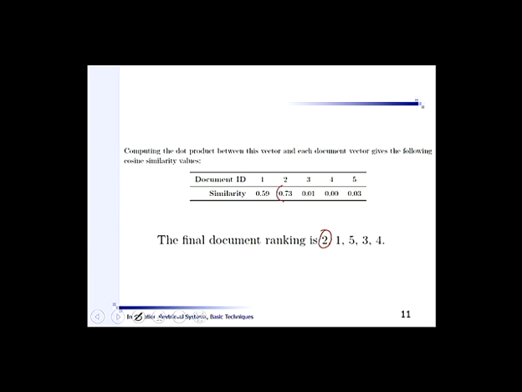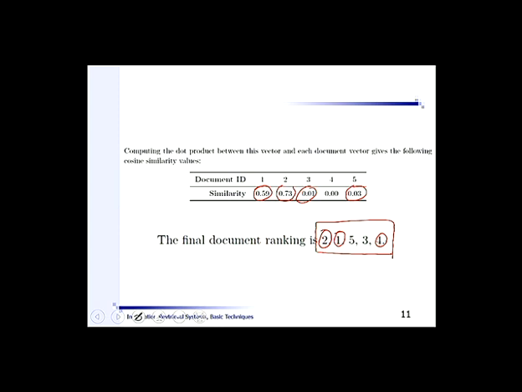Because the value of 2 is the highest among all the documents. What is the number 2? The second most relevant document is document 1, because this value is less than 0.73. Similarly, document 5 is lesser, then document 3, and document 4 is completely irrelevant. It is the least relevant to the query. So this is the rank of the documents with the given query.